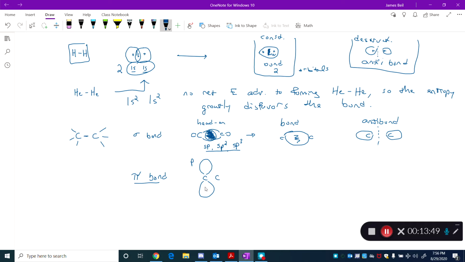So if one p orbital on one atom overlaps side by side with the p orbital on another atom, then the areas of overlap are side by side instead of head on. So that's the difference between a sigma bond and a pi bond. But again, it's still the same concept. In the area of overlap, there's both constructive and destructive interference.